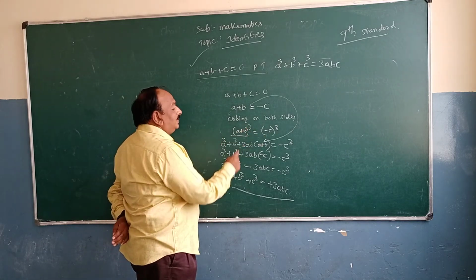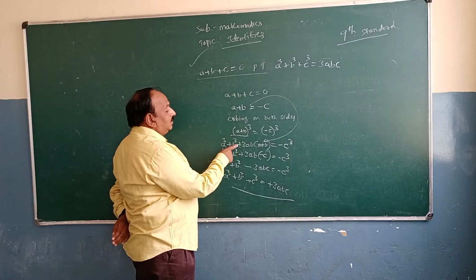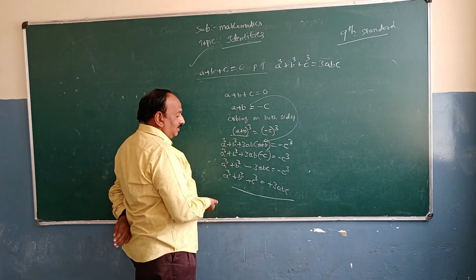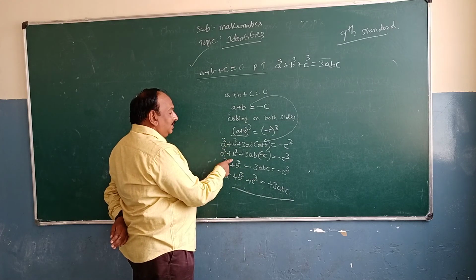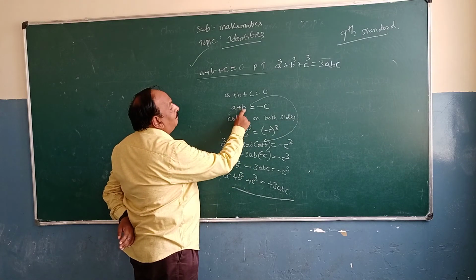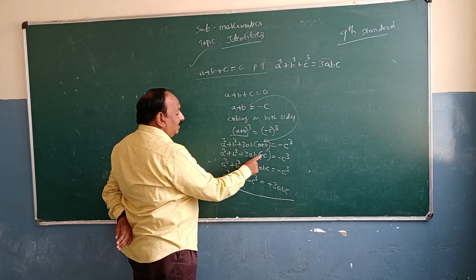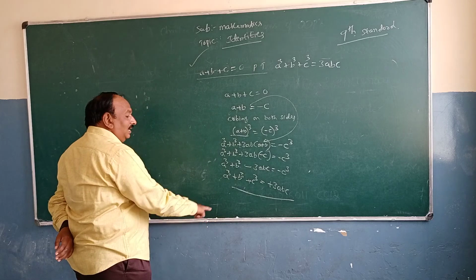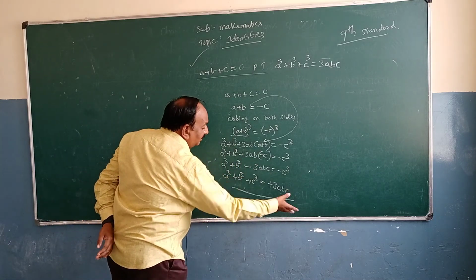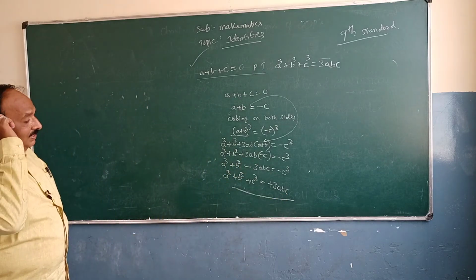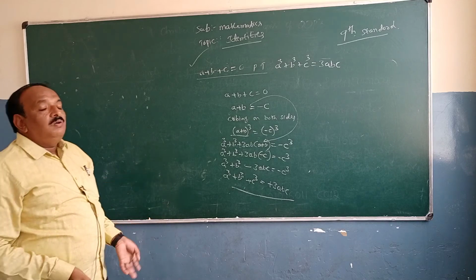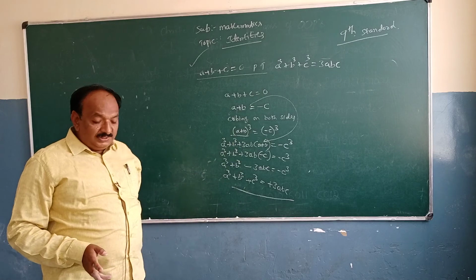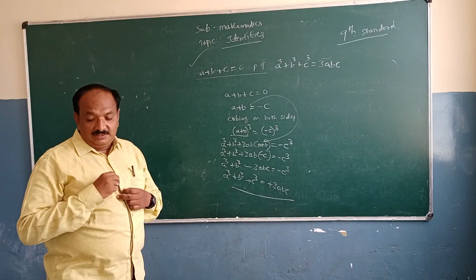a plus b whole cube can be written as a cube plus b cube plus 3ab into a plus b, minus c whole cube is minus c cube. a cube plus b cube plus 3ab. What is a plus b? a plus b is minus c. Plus c into minus 3abc, minus c cube. Minus c cube come to this side plus c cube, minus 3abc go to that side plus 3abc. So you have to remember this one. What is a cube plus b cube plus c cube? a cube plus b cube plus c cube is equal to 3abc.